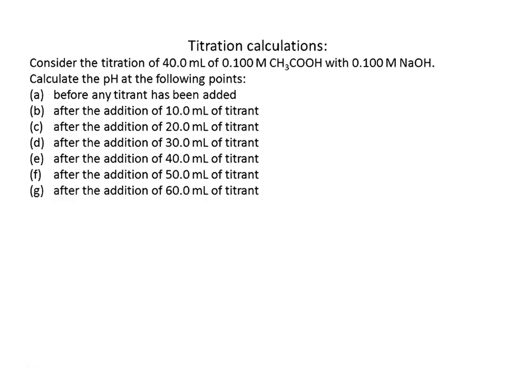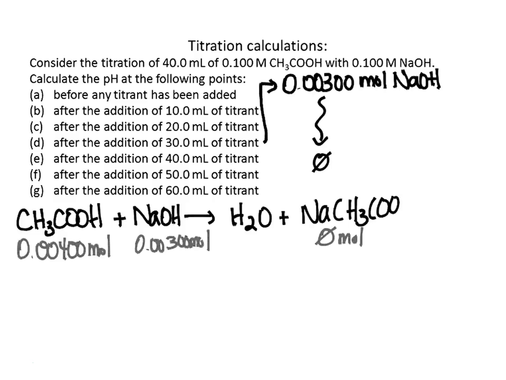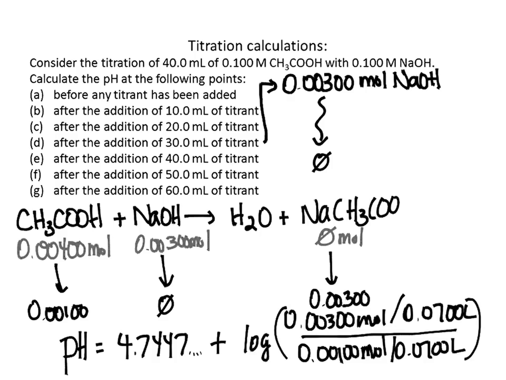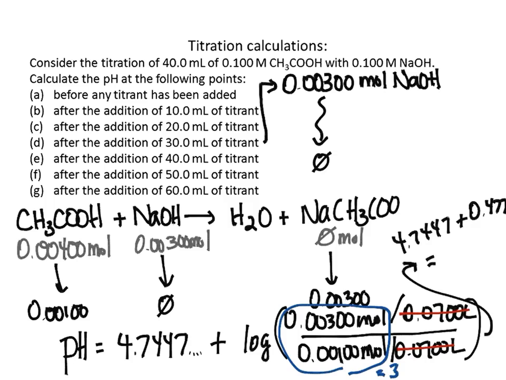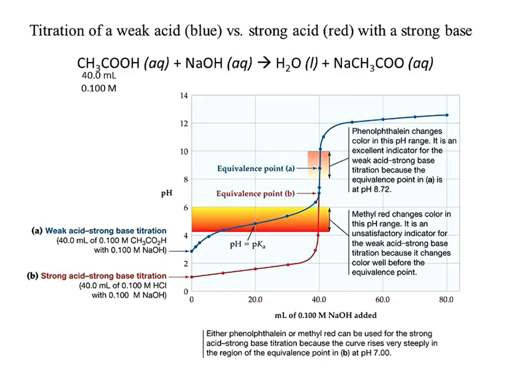30 milliliters is halfway between the midpoint and the equivalence point. At that point, we have added 3 millimoles of sodium hydroxide, which goes to 0, and our acetic acid goes to 1 millimole, and acetate is 3 millimoles. So we will again use the Henderson-Hasselbalch equation, plug those numbers in. The volumes end up canceling, and we end up with this ratio is what matters, which is a 3. And the log of 3 is 0.477, and so that's going to add some value to our pKa. The pH is 5.22, which is on the graph here.